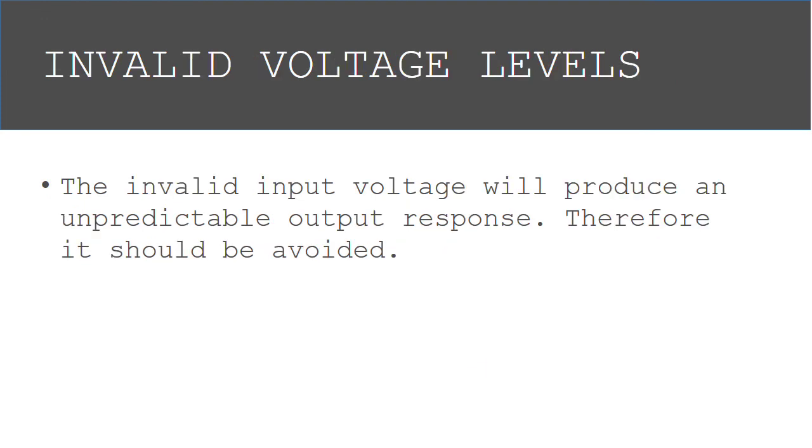Invalid voltage levels. The operation of a logic circuit will be proper if and only if its input voltage levels are kept outside the invalid voltage range. That means the input voltage should be either lower than VIL or higher than VIH. An invalid input voltage will produce an unpredictable output response. Therefore, it should be avoided. When the output is overloaded, there is a possibility of the output voltage going into an invalid range.